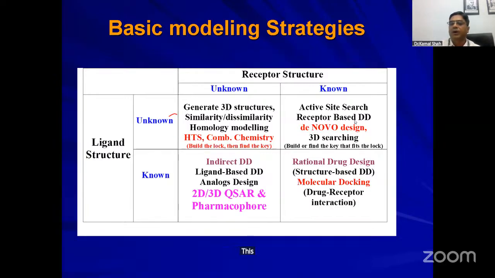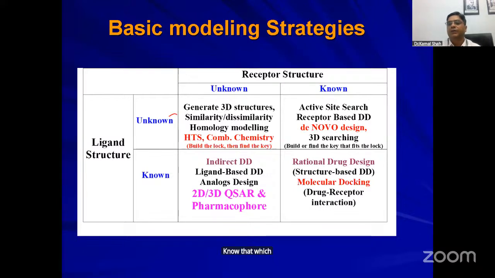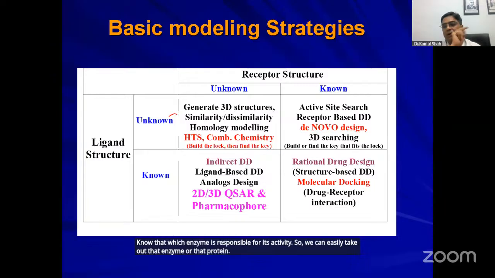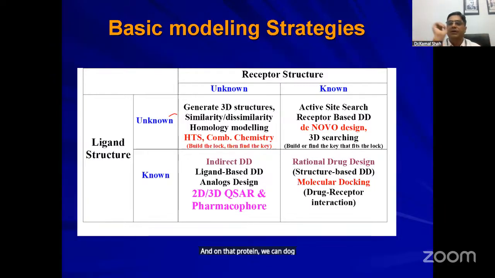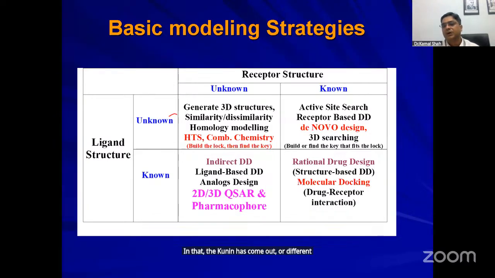This is also used nowadays because we are able to identify the disease, we are able to identify the protein, and we are able to know which enzyme is responsible for its activity. So we can easily take out that enzyme or protein, and on that protein we can dock the different drugs. We have used that in the case of COVID itself. That was receptor based drug designing, de novo designing, to design the different drugs. In that, quinine came out, and different drugs like tetracycline evolved, which are active over that.